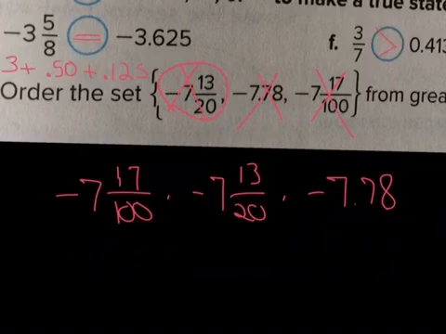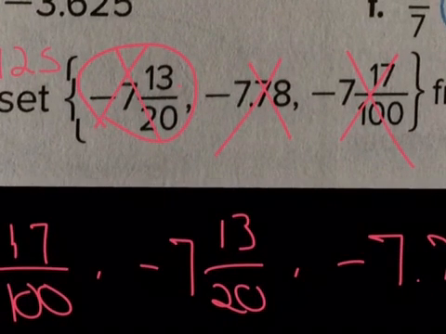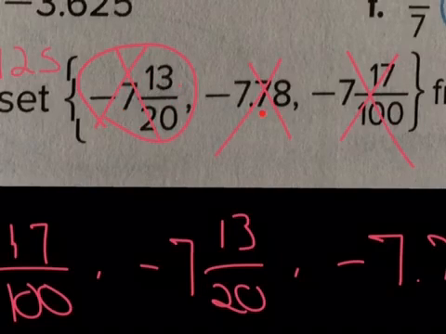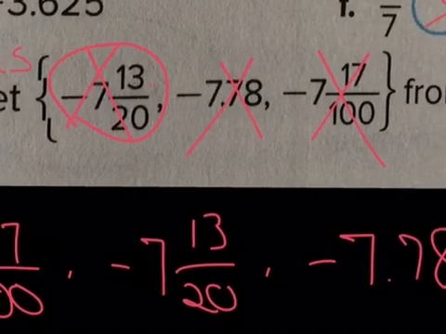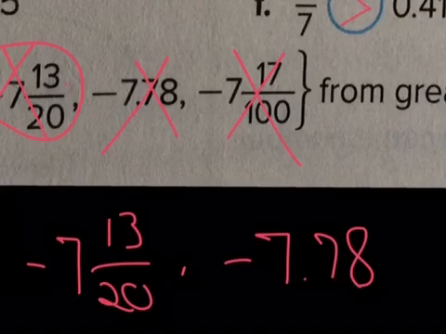13 is a little bit higher than half, because half of 13 is 10, right? Half of 13 is 10. So 7 and 10/20 would be 7.5. But this is slightly over half. Then I look here and I have 7.78. This is about 7 3/4, but a little bit more than 3/4. This one's actually becoming almost -8, which is the smallest number of all 3, because it's the highest number in the negative. And here I have 17/100.